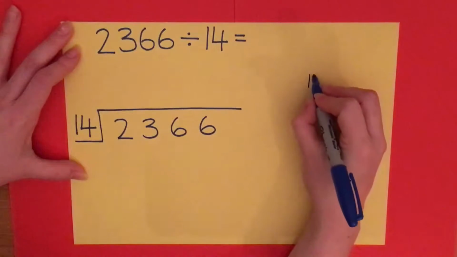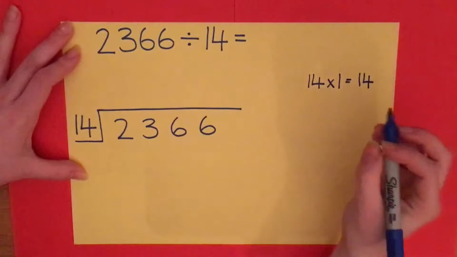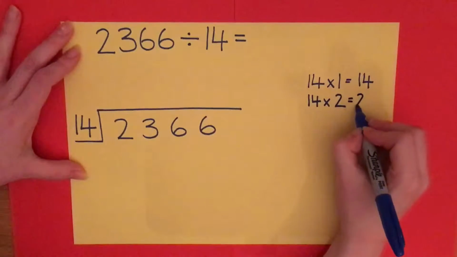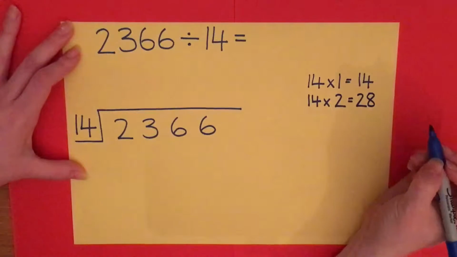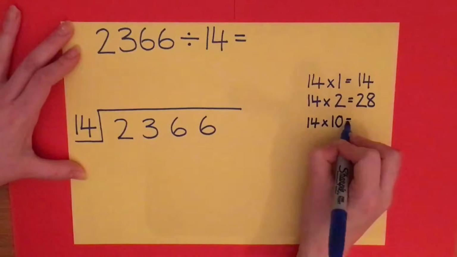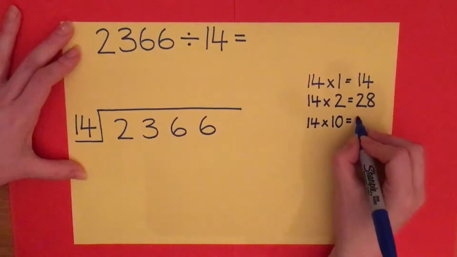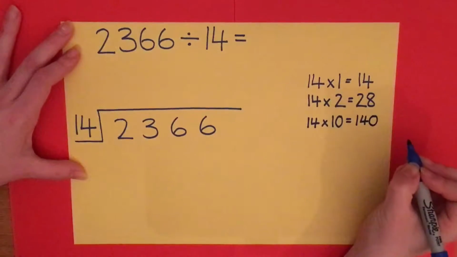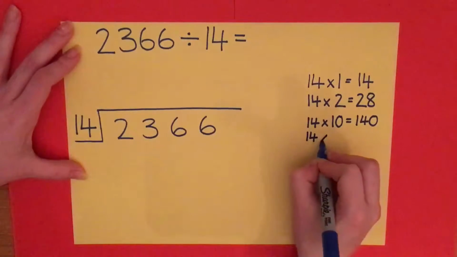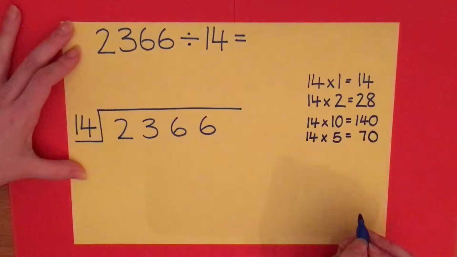So I always start off with 14 times 1, because that's 14, that's easy, and 14 times 2, which is 28. That's doubled. The next one I jump to is 14 times 10, because you should know that off the top of your head. The digits just move one jump to the left, so that would be 140. And by timesing by 10, I can halve that number so that I know what 14 times 5 is. So I know that that's 70.